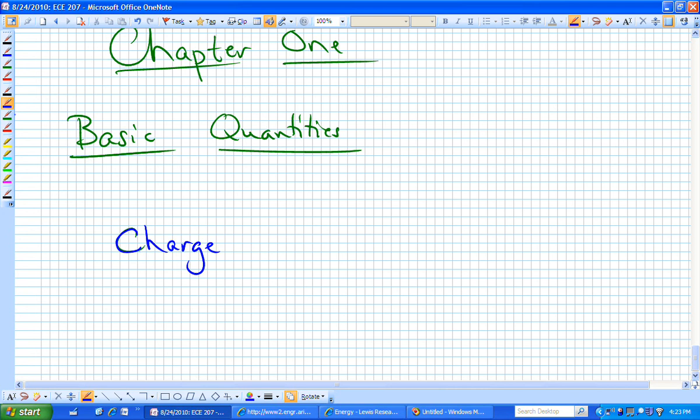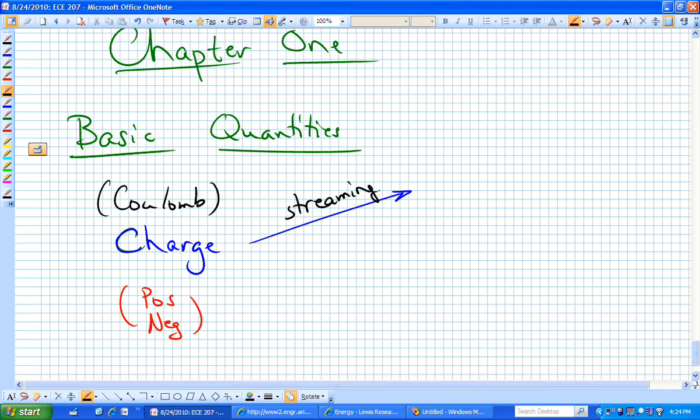But now we have charge, both positive and negative. There's only two. There's not a middle charge. There's just one or the other. And we've come to call them positive and negative. The unit on this charge is a coulomb. If you have a lot of charge streaming or moving, that's what gives us our current. And that's coulombs per second, or amperes.